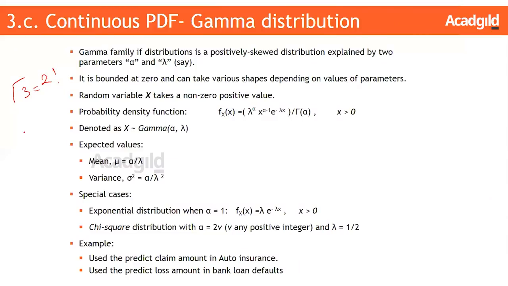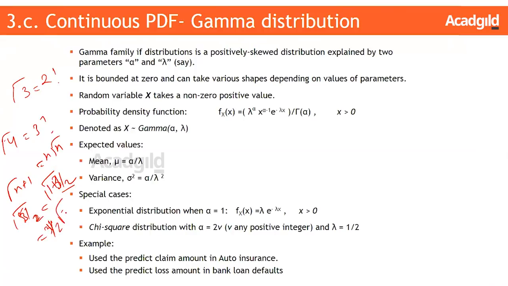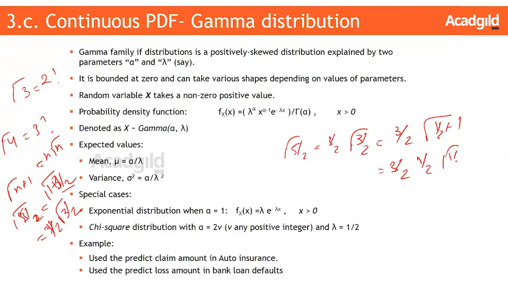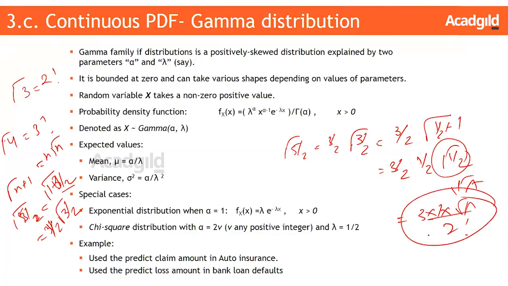So gamma of 3 is factorial 2, gamma of 4 is factorial 3, gamma of n plus 1 is equal to n times gamma of n. The gamma of 3 by 2, let's make it 5 by 2. So 5 by 2 is 1 plus 3 by 2. So gamma of 5 by 2 is 3 by 2 times gamma of 3 by 2, which is equal to 3 by 2 times half times gamma of half, and gamma of half I think is root pi, so that becomes 3 into 1 into root pi by 2 square.